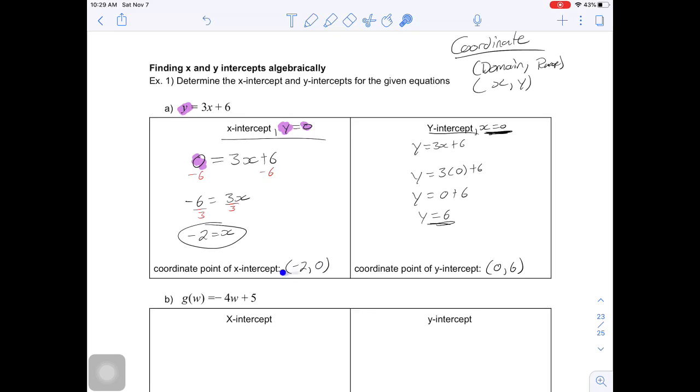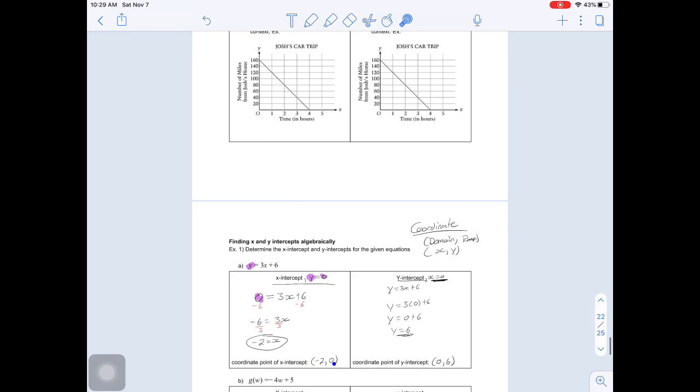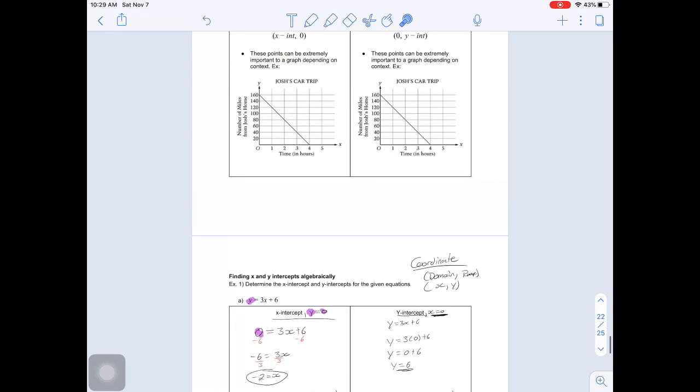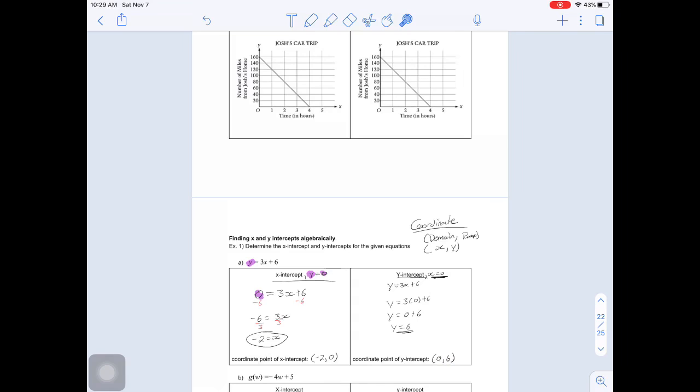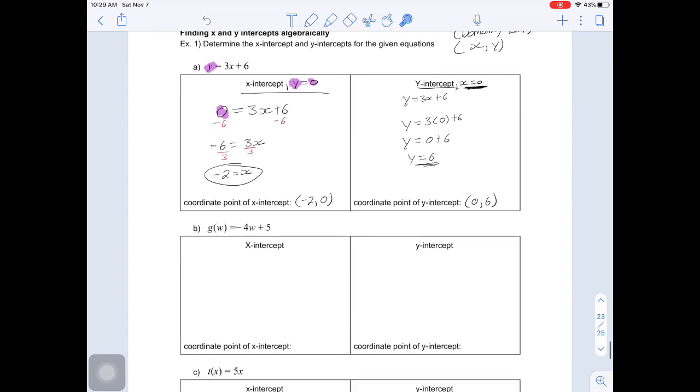Okay, and see how these match up with what we were talking about here. My x-intercept is when my y-coordinate is 0: -2 and 0. My y-intercept is when my x is 0: 0 and 6. Okay, let's go to the next one here.